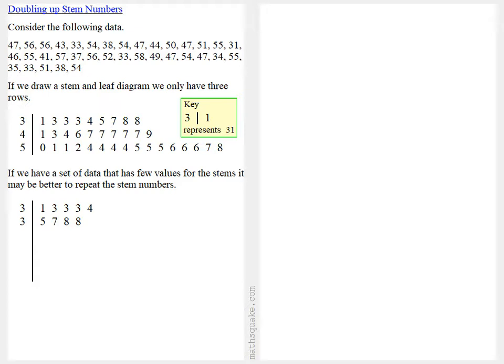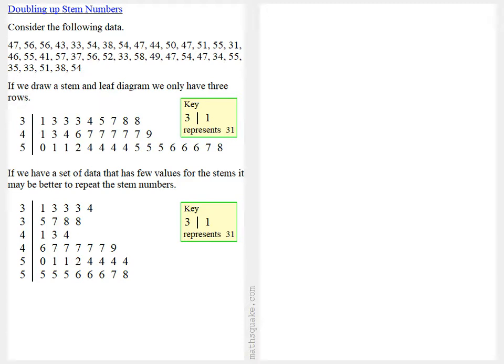Similarly with 40, 40 to 44 and then 45 to 49. And 50 to 54, 55 to 59. Now we have a taller and narrower diagram. Remember, we must always put in a key, so 3 bar 1 represents 31.